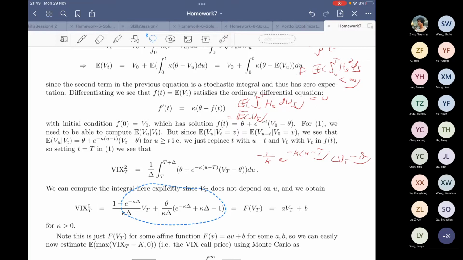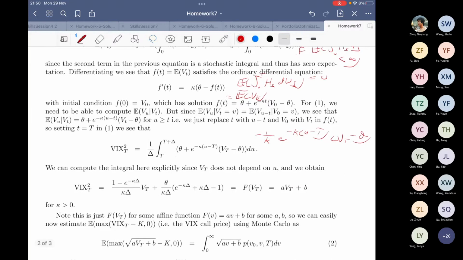But the main moral of the story is that you can note that this formula is just an affine function, i.e. a linear function plus a constant term in terms of its dependence on vt. So a constant times vt, plus a constant term, constant apart from the fact that it depends on delta. So an easier way to remember is that the Vic T squared for this Heston model is just this affine function of vt itself.